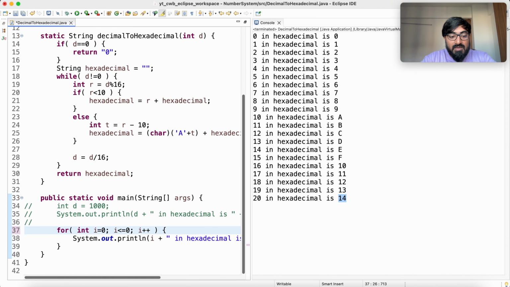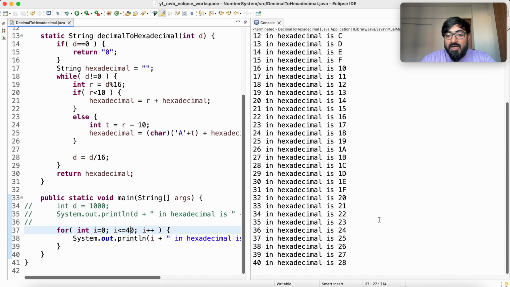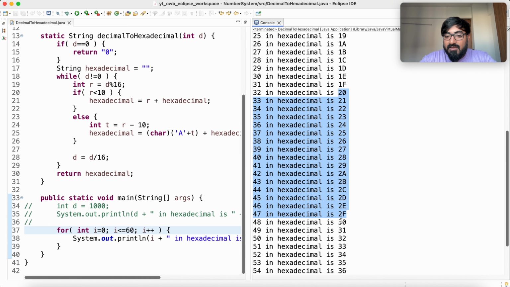So when I go till 30, you see 1 is appended with all the symbols now, 0 to 9 and A to F. Let me make this 40. Running out of symbols to append after 1, it starts with 2 0, 2 8, 2 9, till 2F. I'll make it 60 to show you 2F. So 2 0 to 2F and then 3 0.